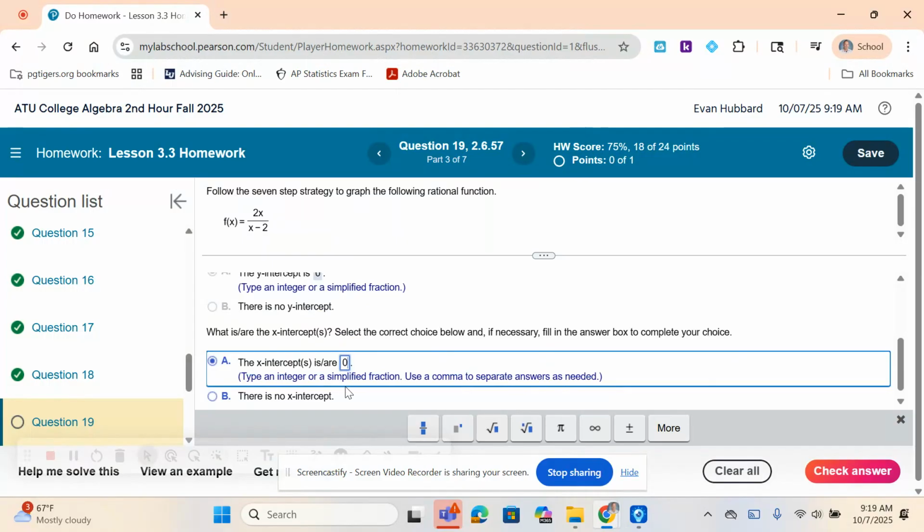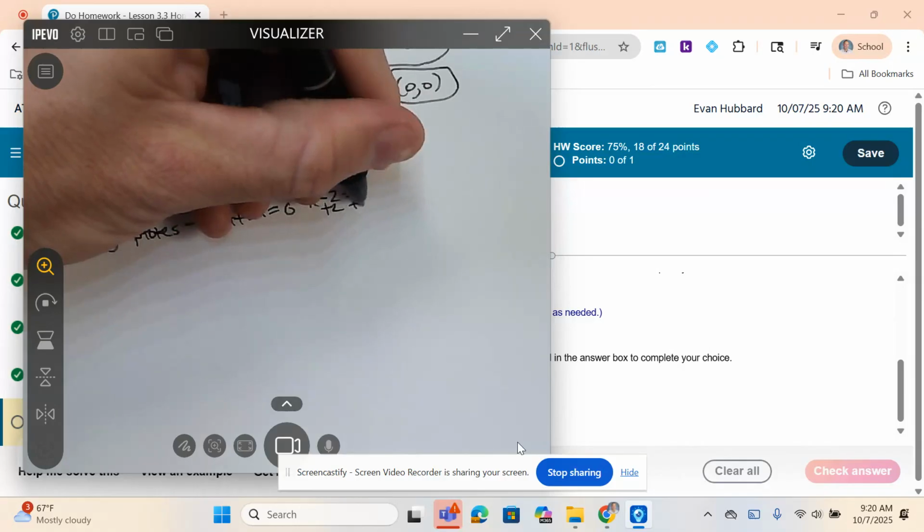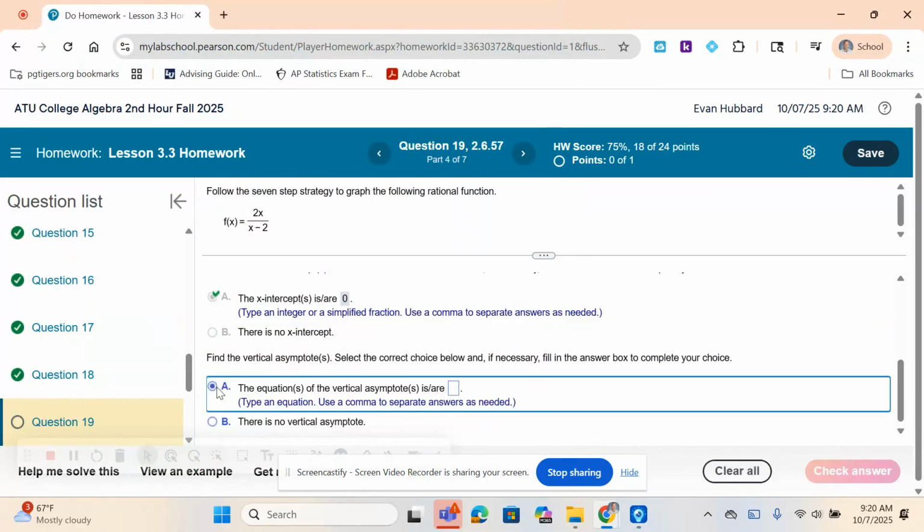The x-intercept is 0. Find the vertical asymptotes. So vertical asymptotes, that's what makes the bottom equal 0. So I set x minus 2 equal to 0. Add 2, x equals 2. So the equation of the vertical asymptote is x equals 2.